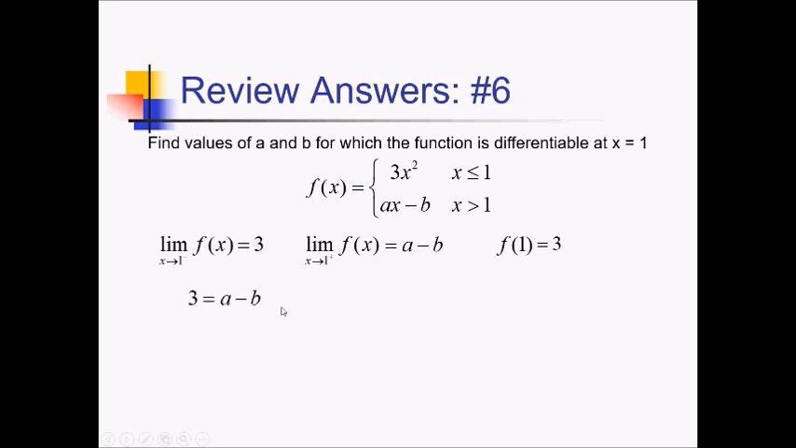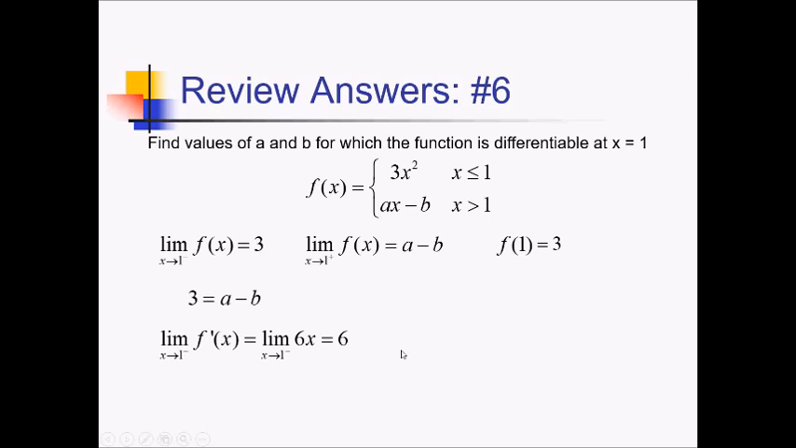Not enough to solve for a or b, but let's keep going, because now we're going to do the left and right side limits of f prime, and hopefully that'll give us another equation that we can use to get to the bottom of this first one. So left side limit of f prime as x approaches 1 from the left. We've got basically the derivative of this first rule, which is going to be 6x, and we're taking 1 and plugging it into that. So that gives us a value of 6.